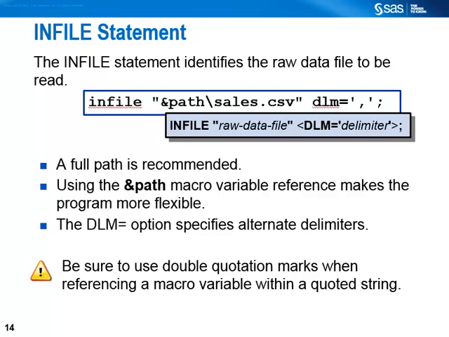The full path is recommended. Using the &path macro variable reference makes the program more flexible. The DLM= option specifies alternate delimiters. Be sure to use double quotation marks when referencing a macro variable within a quoted string. A %LET statement was submitted as a part of libname.sas to create the user-defined macro variable path.